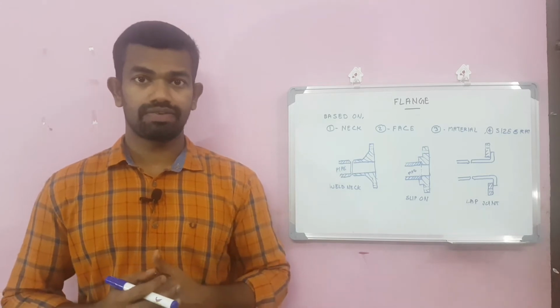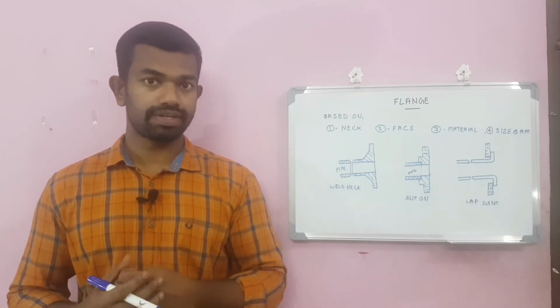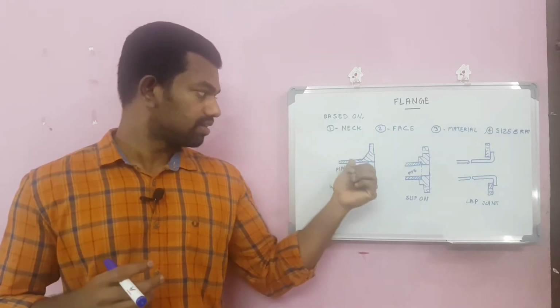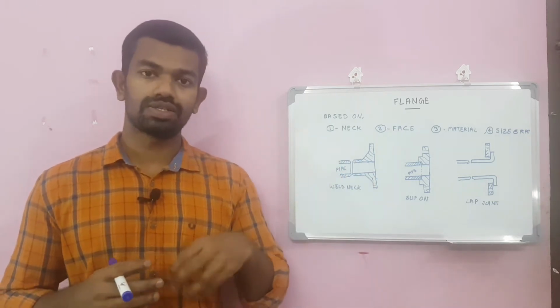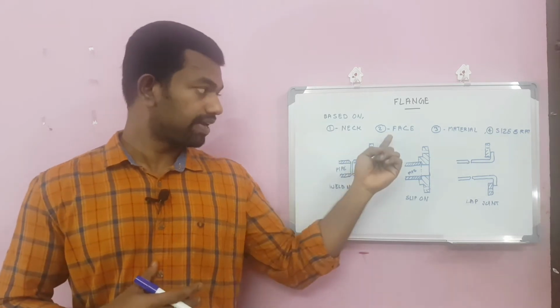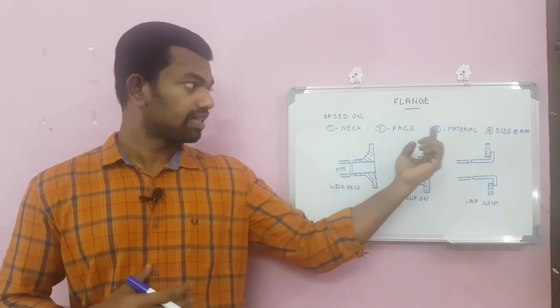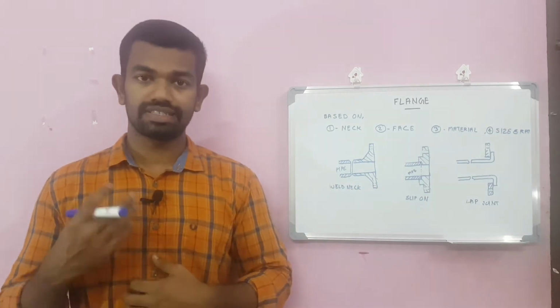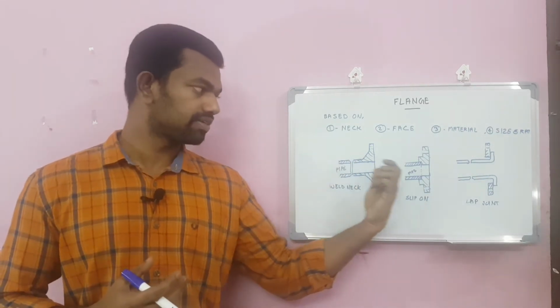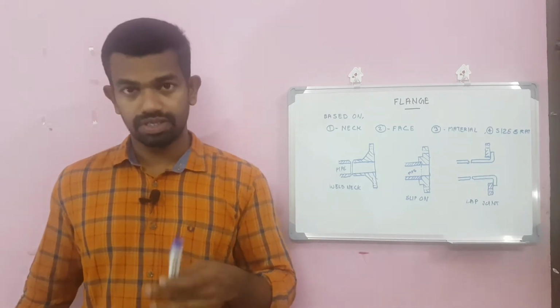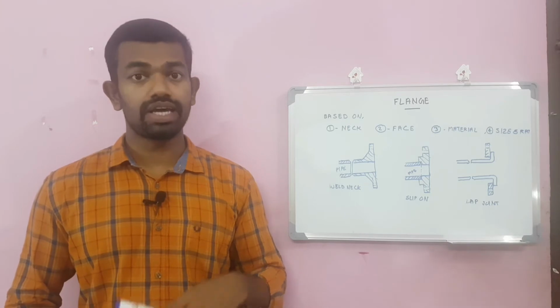Flanges are classified based on 4 parameters. First, based on the neck. Neck means the portion which connects to the piping. Then based on the face, based on the materials, based on the size, here the pipe size or flange size, and the pressure temperature rating. First, we can take a look at the neck.